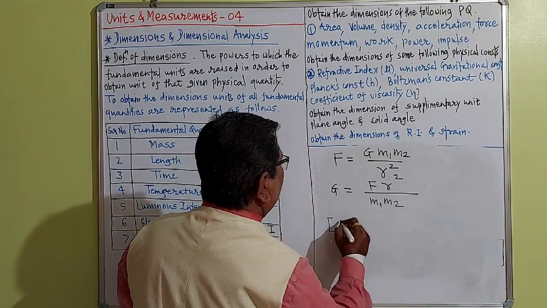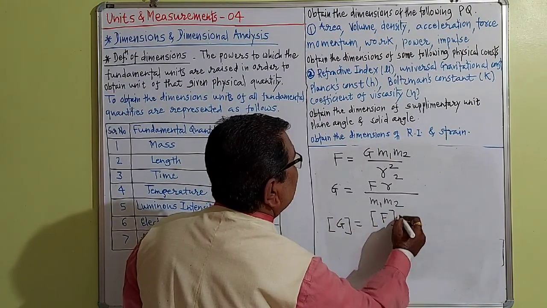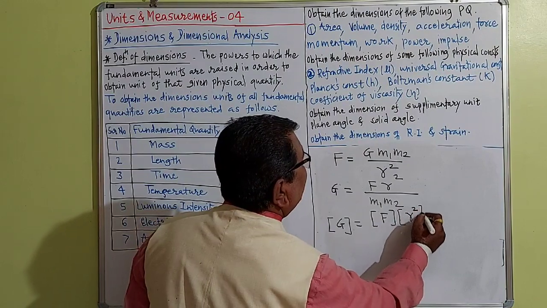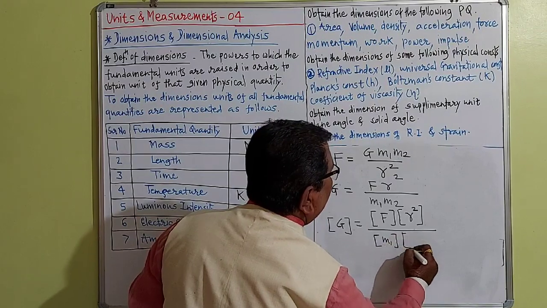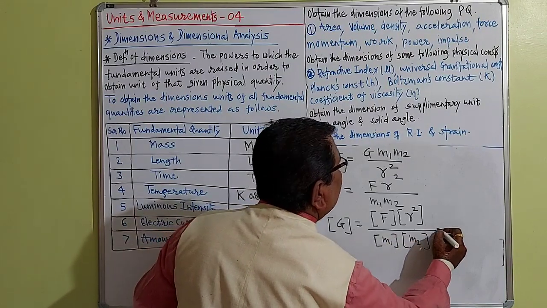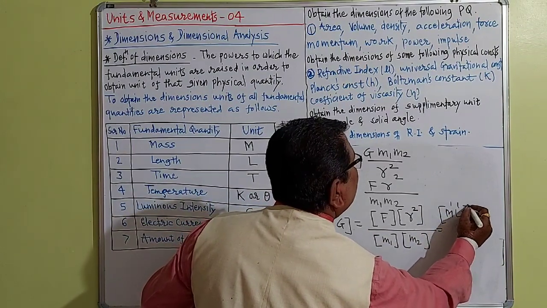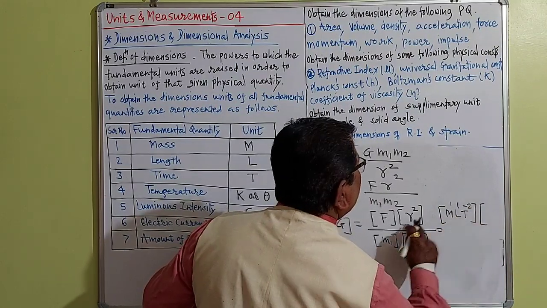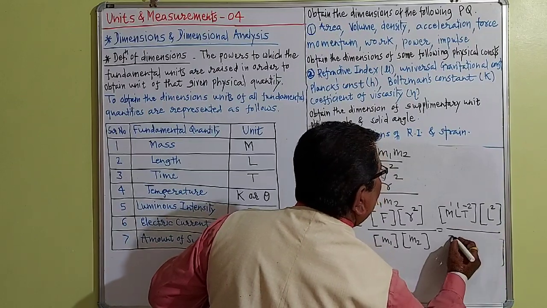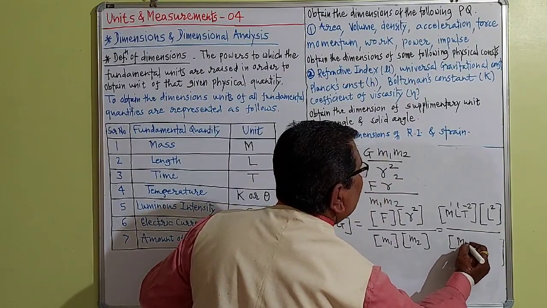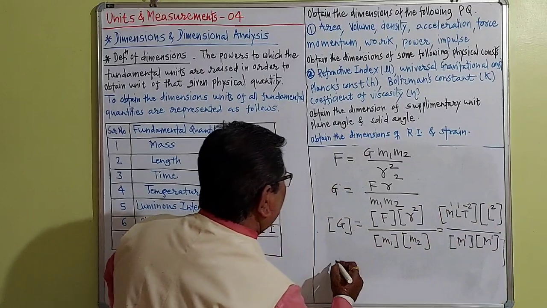So put the dimension on both the sides. Dimension of G is equal to dimension of force into dimension of r square upon dimension of m1 into dimension of m2. See here, the dimension of force is M1 L1 T minus 2. What is the dimension of r square? That is length square, L2, upon the dimension of the first mass, M1, and the dimension of the second mass is also M1.